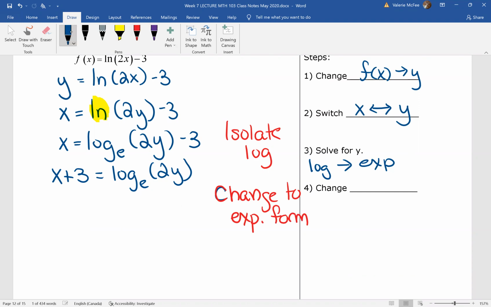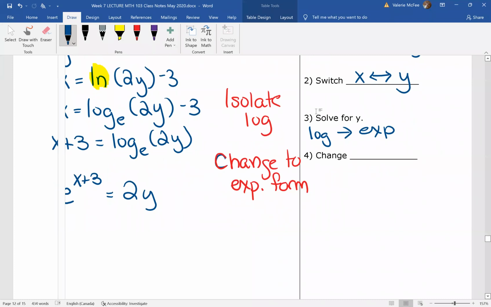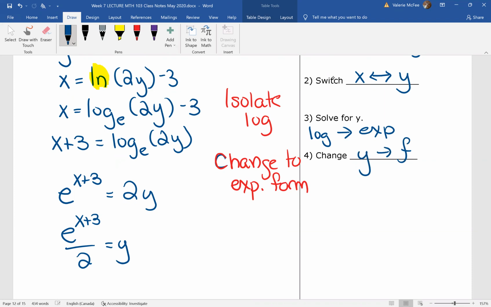So the bases are the same. The answer to a log is the exponent. Now we can just divide by 2. Once we've solved for y, y changes to the inverse.